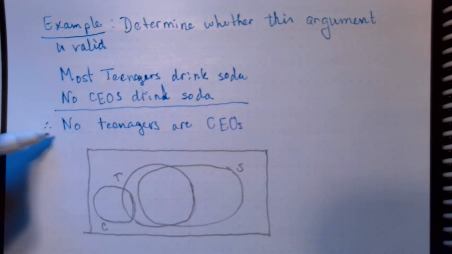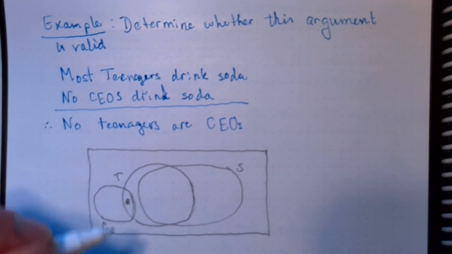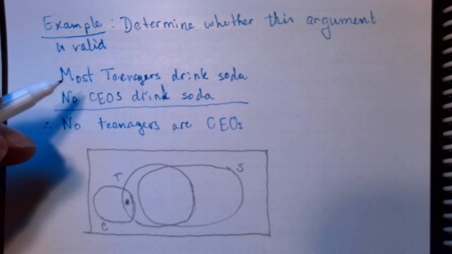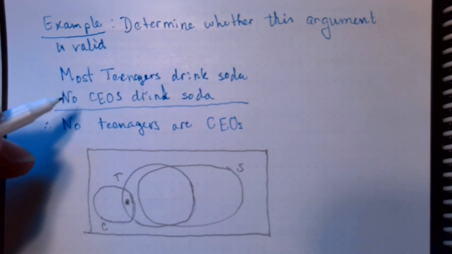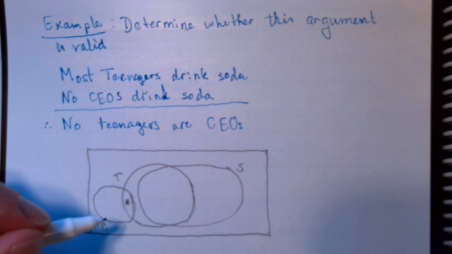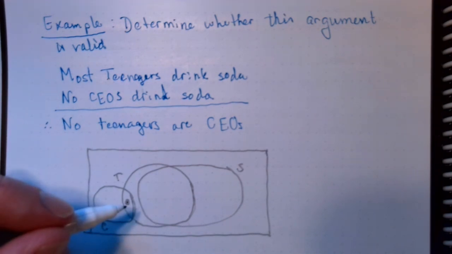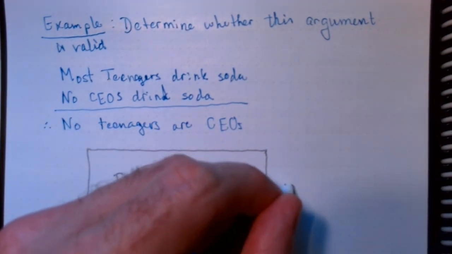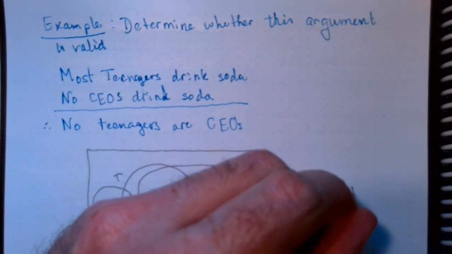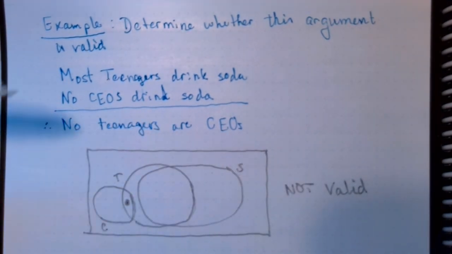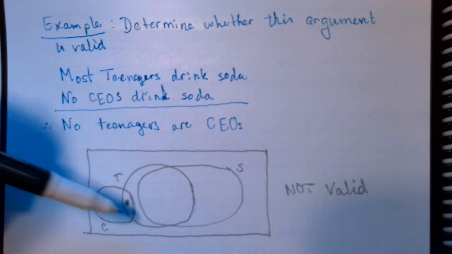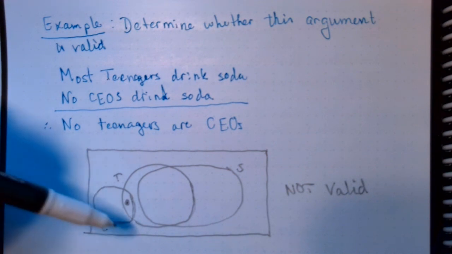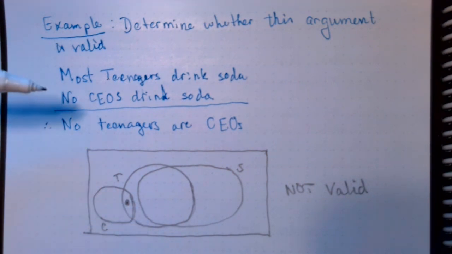Okay, and the conclusion says, therefore, no teenagers are CEOs. Well, this is not a valid argument. Okay? We drew a diagram that fit the premises, but this diagram is not supporting the conclusion, right? There are teenage CEOs if we follow these two premises. So this is not valid. Okay? So you have a valid argument if your diagram demonstrates that the conclusion has to be true based on a diagram that follows the premises.